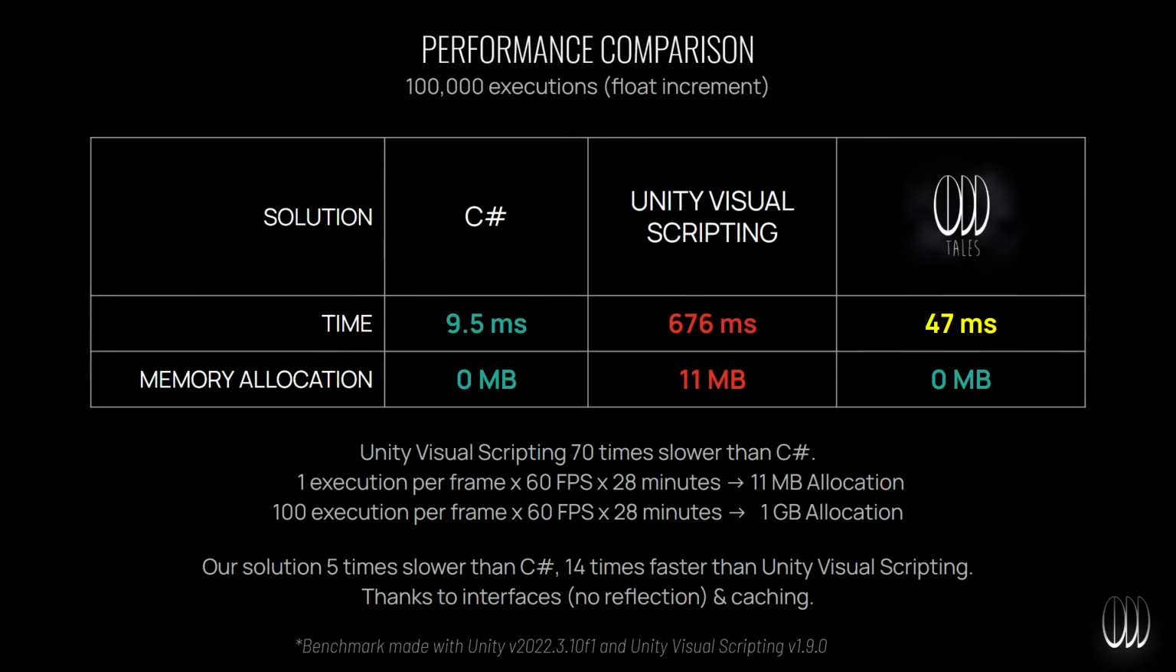And regarding memory allocation in our solution, all potential memory allocations are cached and reused. So in the long run, we have zero memory allocation. Of course, keep in mind that these numbers can change depending on the logic created, but I think it should be safe to say that our solution is at least 6 or 7 times faster than Unity Visual Scripting. And again, more than performances, the difference in terms of memory allocation is huge.